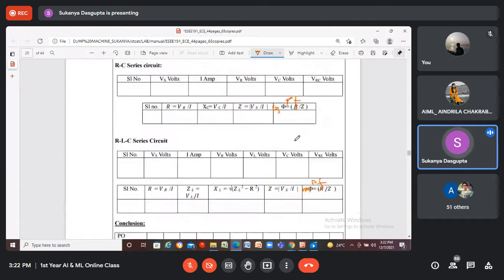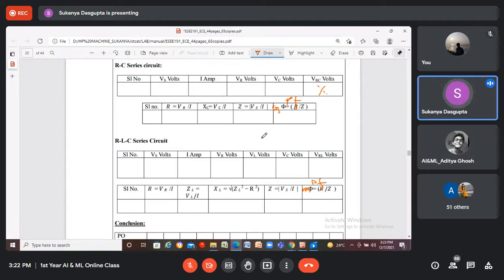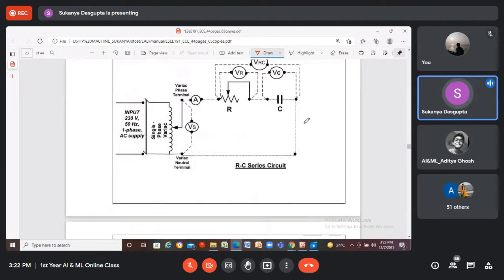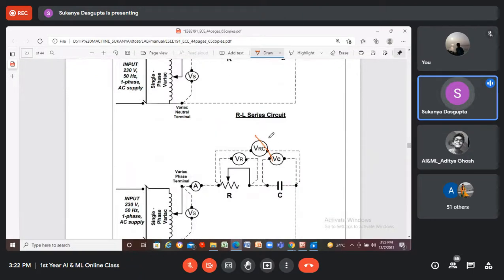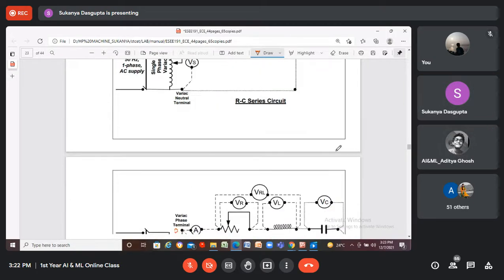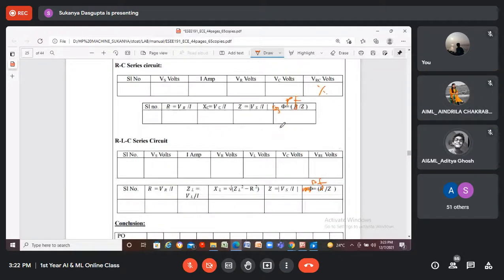But is it required to calculate the further parameters in the next table? If it is not required, then leave it. Okay, ma'am. VRC is not required in the second table. That's why there was no connection of this voltmeter. It's not required, so also leave this drawing from the circuit diagram. You are not using it, right? So we'll not draw this VRC. Okay, thank you, ma'am.